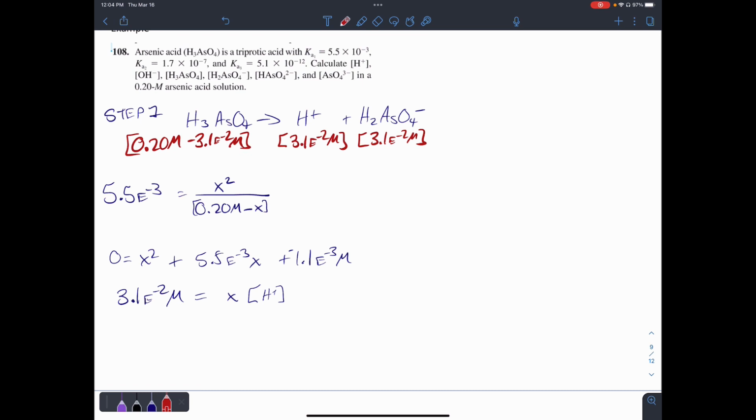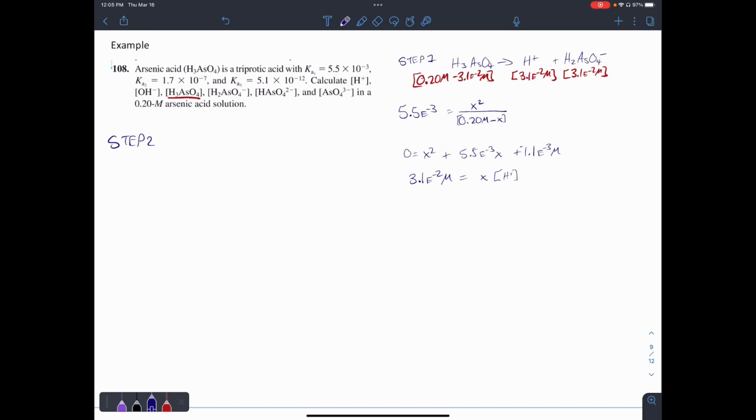Okay, so I have my first 3 concentrations. Step 2 is that the anion that still contains hydrogens will now dissociate in the same solution. So we're going to have H2AsO4 dissociating into some H ions, and notice that the charge continues to get more and more negative as it releases hydrogen ions.